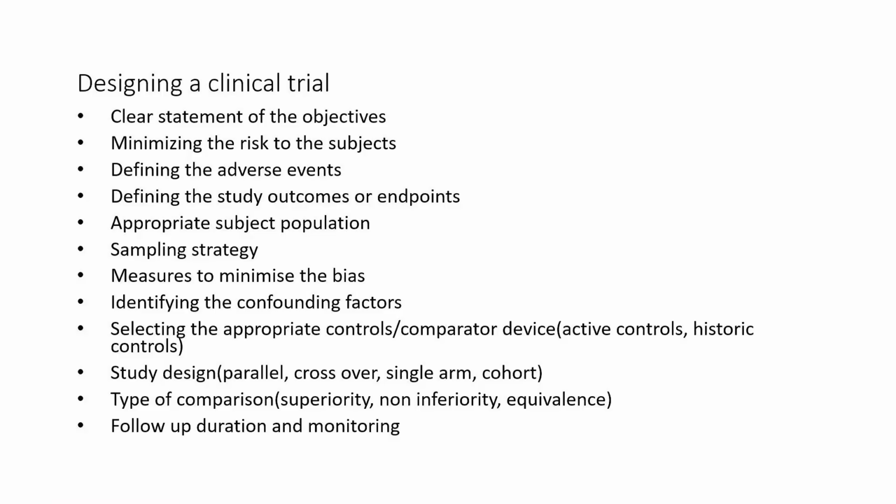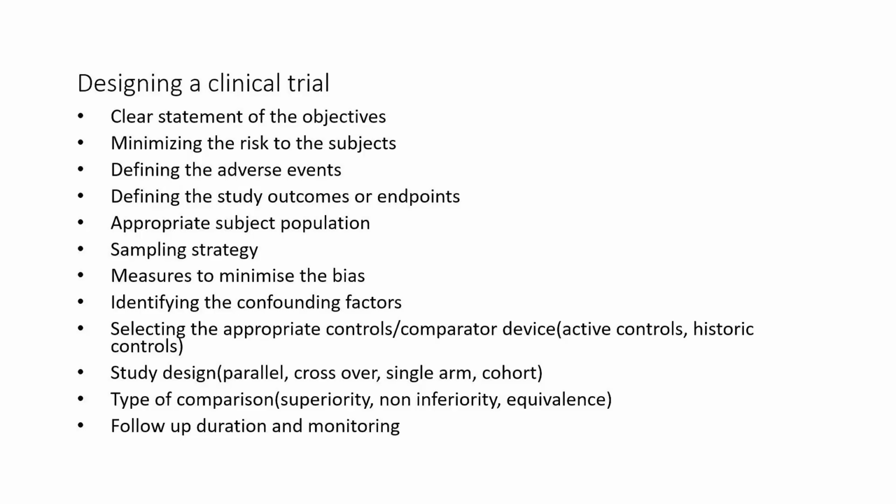Identifying the confounding factors is very important statistically. Selecting the appropriate controls and comparator devices, like active controls, historic controls, and whatnot, right? Study design is important. Is it a parallel study, crossover study, single arm study, or a cohort study? These are different categories of studies, right? I'm not going to get into the details of all these because this is more to do with clinical trials. It's just good to understand these norms, because this will travel around all your efforts to do all sorts of animal and cadaveric testing, right?